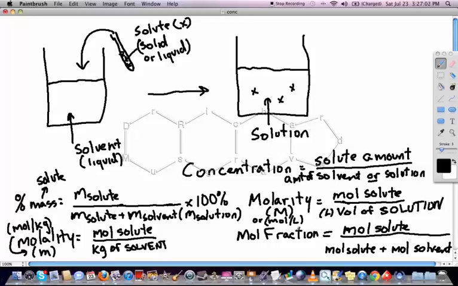So you can see that all of these measures of concentration that we're talking about, they're all talking about the concentration of the solute in the solution or the solvent, depending on the kinds of quantities that we're talking about. But this is the main thing that you really should remember. It's the amount of solute divided by the amount of solvent or solution.